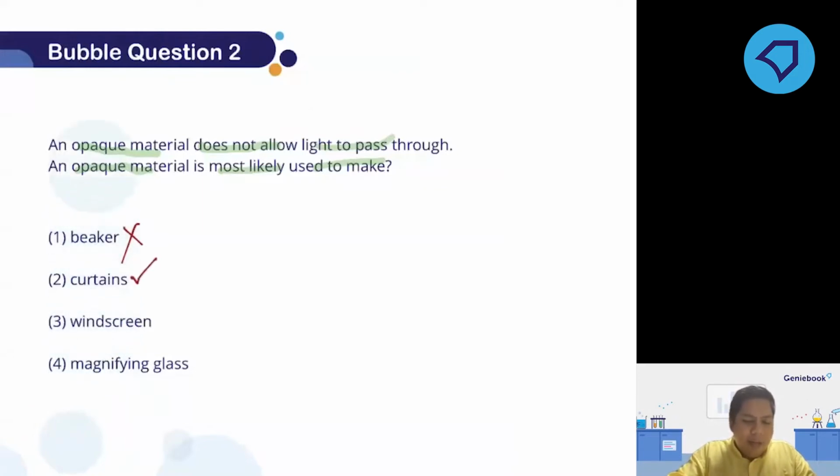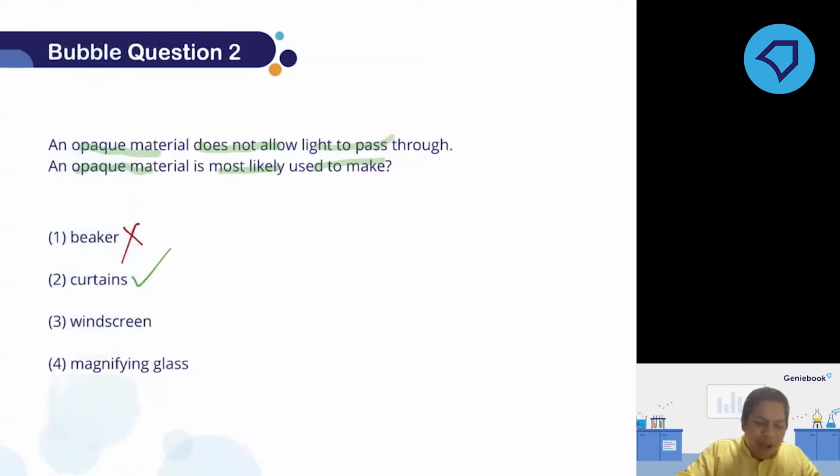Curtains, most likely. Oops, sorry, let me use another color. Curtains, most likely, right? Because you want to block out the sunlight. So it has to be opaque. If it's translucent or transparent, light still can pass through, then what's the point of a curtain, correct?